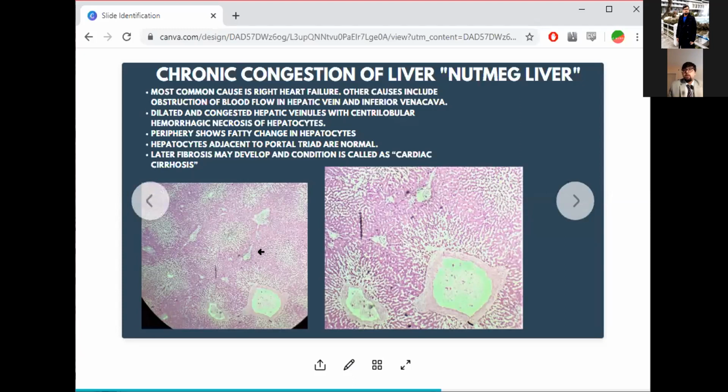So in chronic congestion, you'll see that the hepatic venules are dilated, right, with centrilobular hemorrhagic necrosis of the hepatocytes. You'll see that the periphery shows fatty changes in the hepatocytes. Hepatocytes just adjacent to the portal triad are normal, and later fibrosis may develop, and the condition is called cardiac cirrhosis, right?